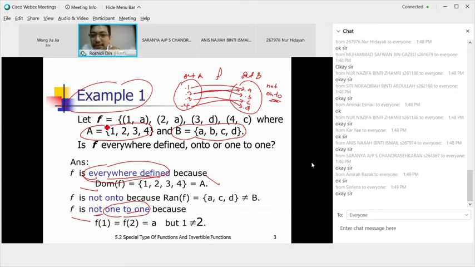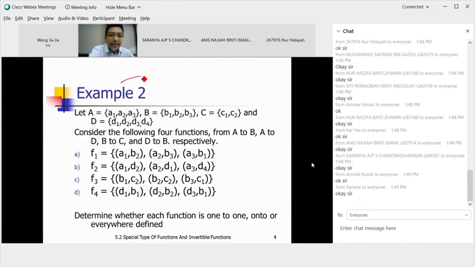Okay, clear, class? This is a special type of function. How to differentiate between all these three based on this special type. Everywhere defined focuses on domain. Onto focuses on range. One-to-one type represents a one-to-one mapping.